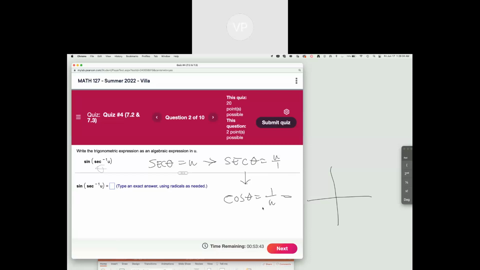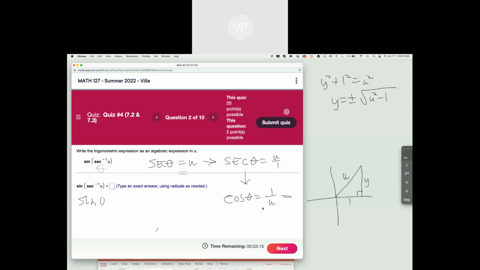So now, let's get rid of that. I'm going to draw a triangle. I don't know where to make this go because it isn't clear what our theta is, but let's just draw a standard triangle. And since cosine is 1 over u, that means that's 1, that's u. And for this y value, I'm going to do the Pythagorean theorem. And you see I get y equals plus or minus the square root of u squared minus 1. That's my y value.